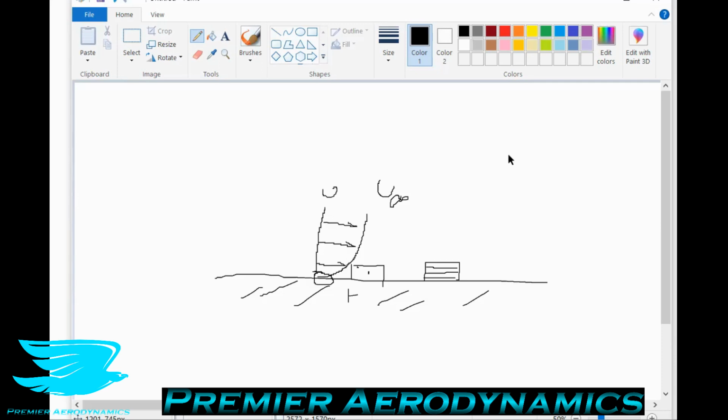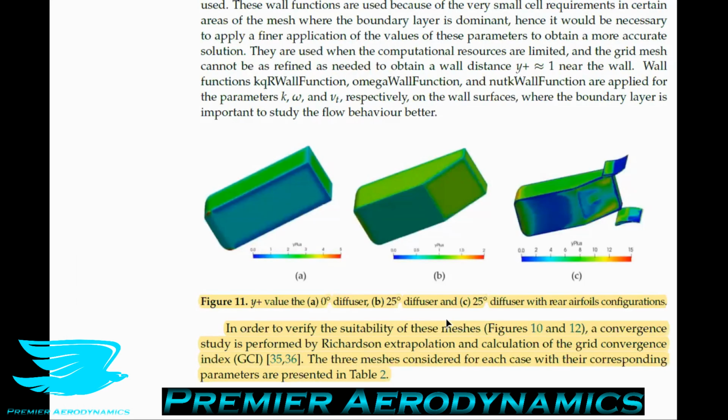And they go into what Wolf functions they use here. I'm not going to go into that because it's just values that you can toggle. So they have, for example, KR Wolf function, Omega Wolf function, which you can just toggle on in OpenFOAM and apply these ones. And these Wolf functions are for different properties. So for example, Omega Wolf function is for the Omega term in the K Omega SST RANS equations.